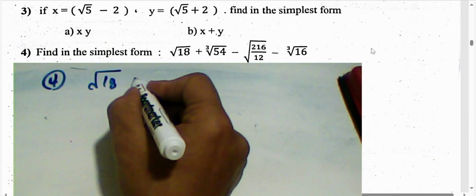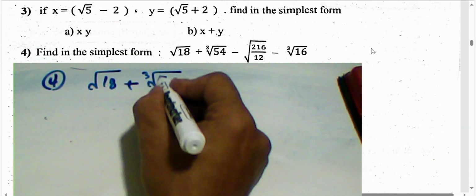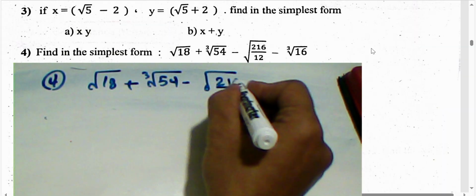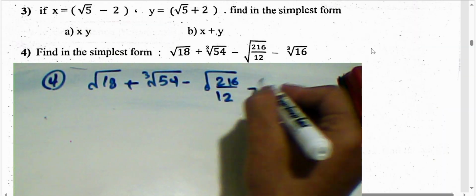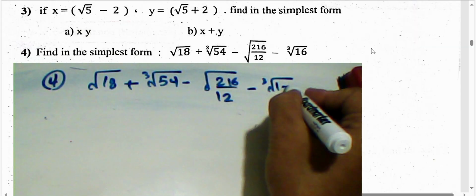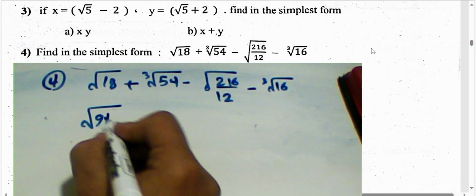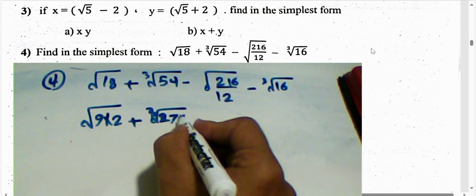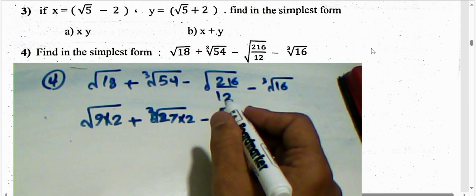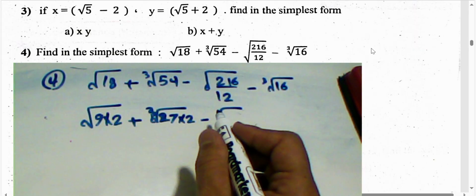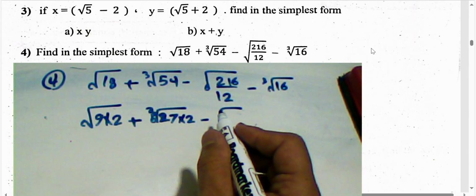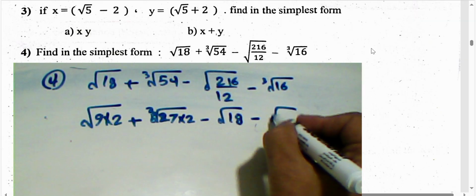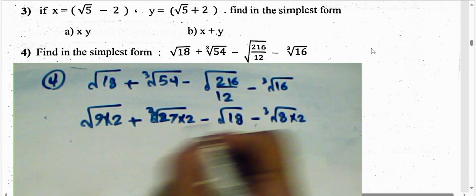Square root of 18 plus cubic root of 54 subtract square root of 216 over 12 subtract cubic root of 16. This number we can write 9 times 2, and here write 27 times 2. 216 divided by 12 equals 18. Okay, and cubic root 16 equals 8 times 2.